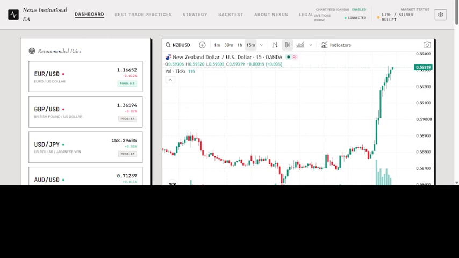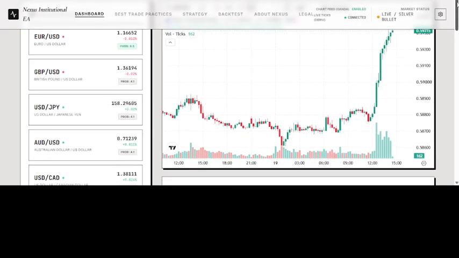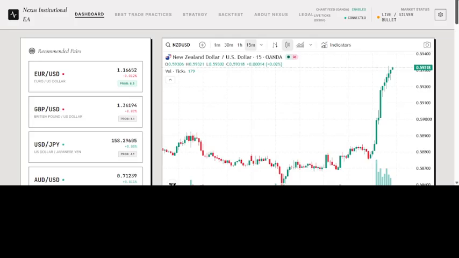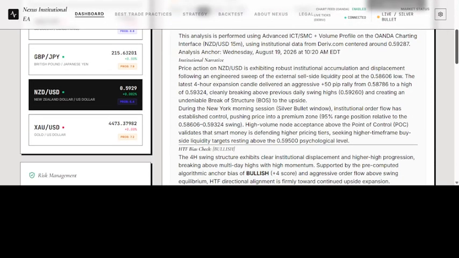Gus Schmidt here, and I wanted to share a trade recommendation that my Nexus Institutional EA, a Forex expert advisor, recommended. I have some videos talking about this expert advisor that I've built, coded, and programmed. And so what I went ahead and did is I ran an analysis on the New Zealand dollar, US dollar.